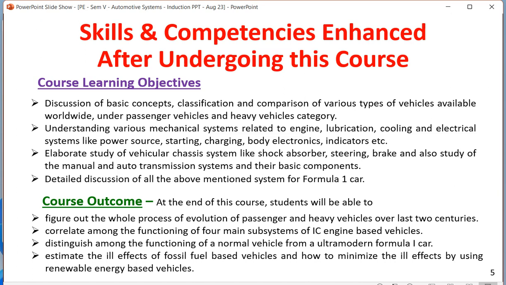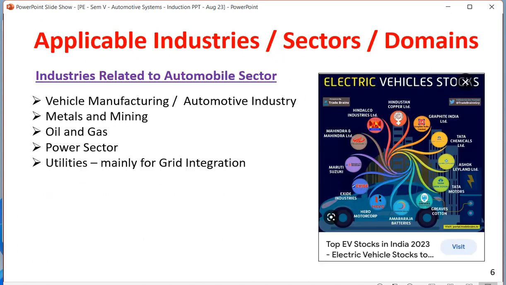You will be able to estimate the ill effects of fossil fuel based vehicles, and you will eventually be directed towards hybrid vehicles that are run by renewable energy. So these are the course outcomes, and definitely after the 5th module we are going to direct you towards the subject called Electric and Hybrid Vehicle, which we are going to study in semester number 6. So a proper chain is designed starting from semester 5 to semester 8 if you follow.